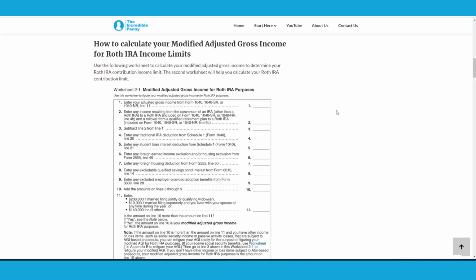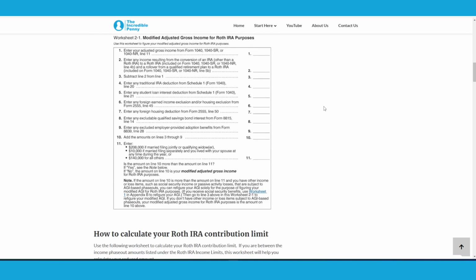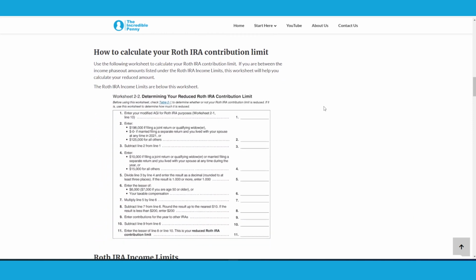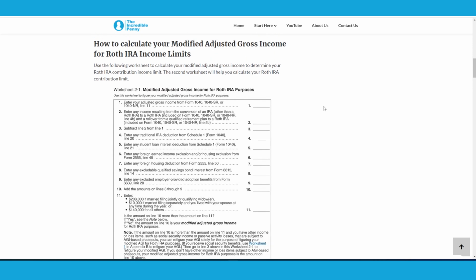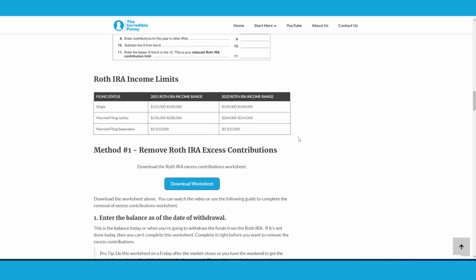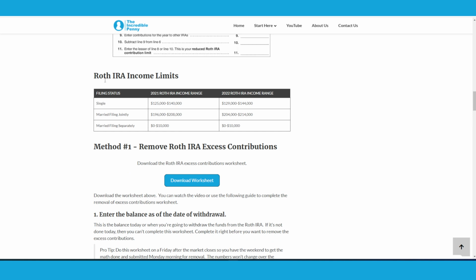But here is what you need to know. You need to know the modified adjusted gross income for your Roth IRA to figure out what your excess contribution is. And this is where it's really gonna start. So once you figure out your modified adjusted gross income, and I have the worksheet right here, then you're just gonna scroll down to figure out what your phase out is. So this first one figures out what your income is, your modified adjusted gross income. Then you're gonna apply this to the phase out. Now, if you're below the phase out, and I have them right here, the Roth IRA income limits, these are modified adjusted gross incomes.